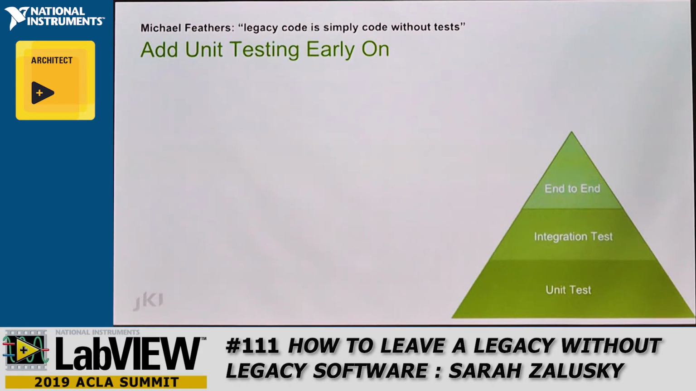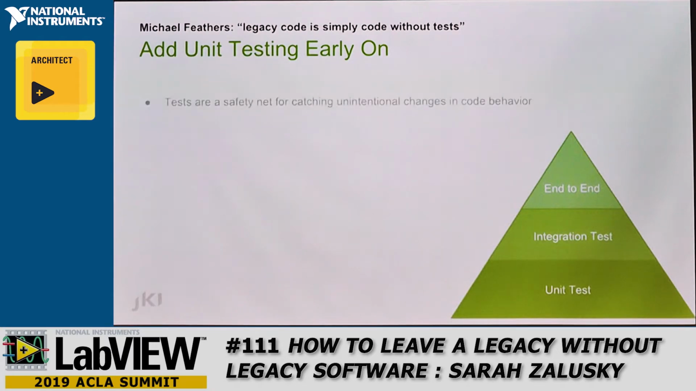This slide aligns with Michael Feathers' definition of legacy code, which is that legacy code is simply code without tests. One of the things that's emphasized is adding unit testing early on. This definition goes back to what I mentioned about legacy code being legacy because other developers are afraid to make changes. One of the things that unit tests provide is a safety net. It makes it less scary for other developers to make changes because they're aware if the changes that they made to your software have unintended side effects, or if they break functionality for existing behavior.